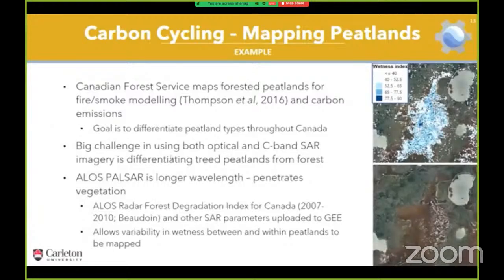So C-band SAR is a relatively short wavelength, so 6 centimeters. ALOS's PALSAR is a longer wavelength, it's L-band, which means it penetrates vegetation. So that allows us to really understand the differences in wetness between and within the peatlands. And instead of using the ALOS data set that's been added to Earth Engine, we decided to use a very specially designed one by a research scientist at Canadian Forest Service, Andre Beaudoin, and he's developed several different indices, the Radar Forest Degradation Index with ALOS, and now we're looking at a wetness index for peatlands. So we did do this in Google Earth Engine, but we didn't use the stock ALOS data set.